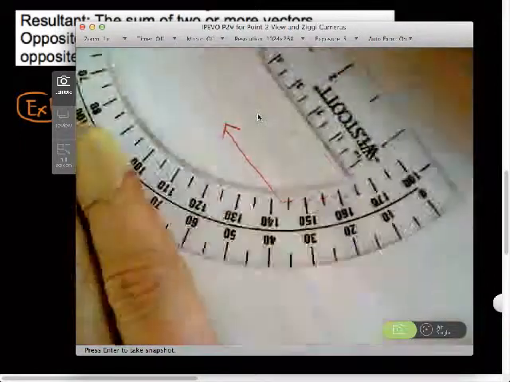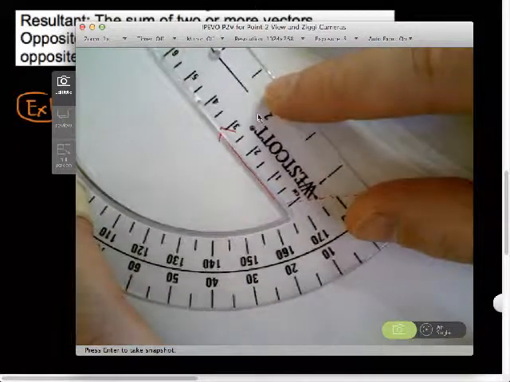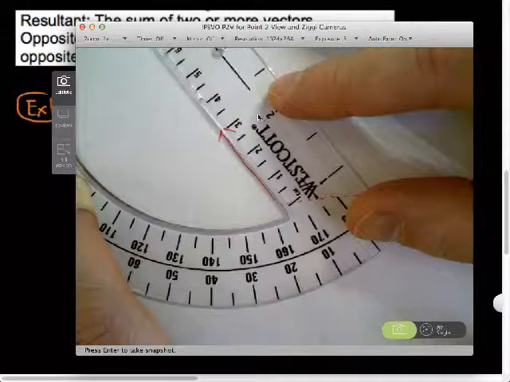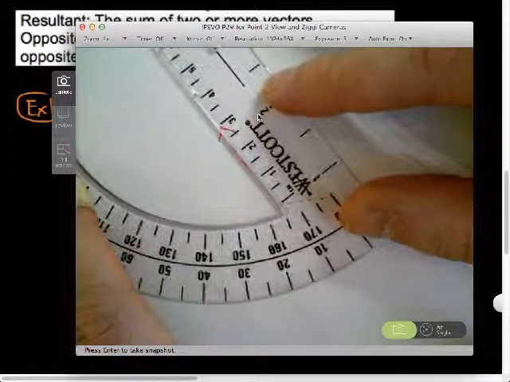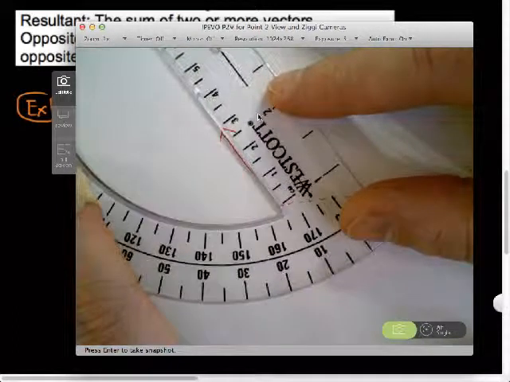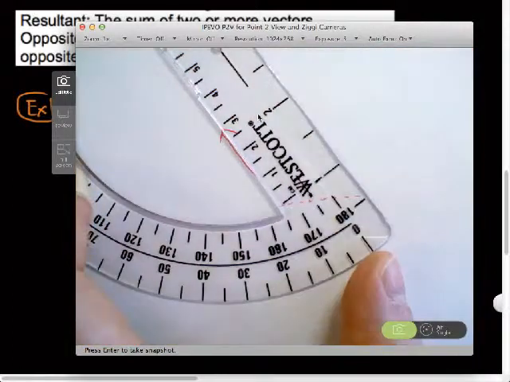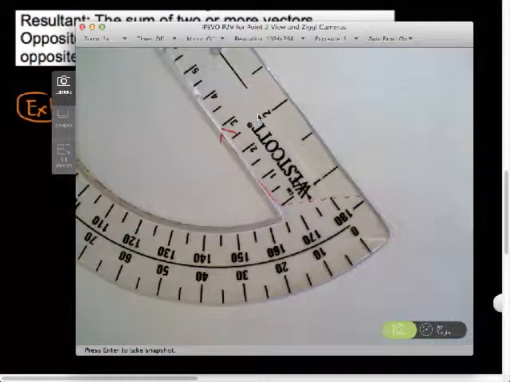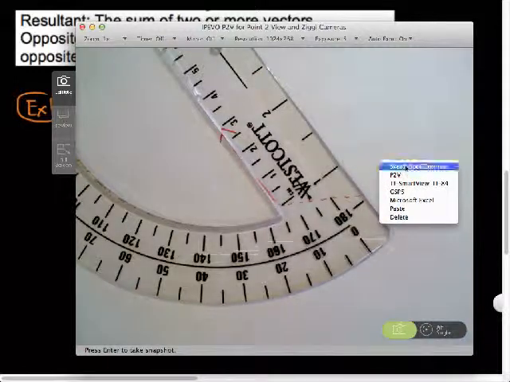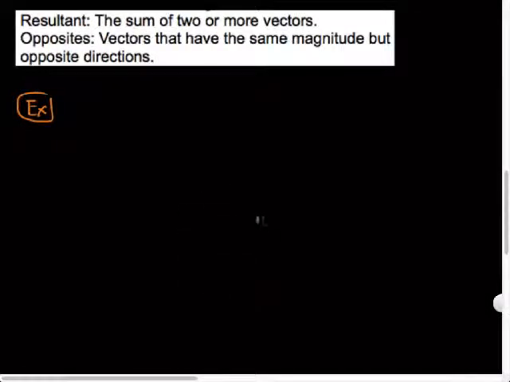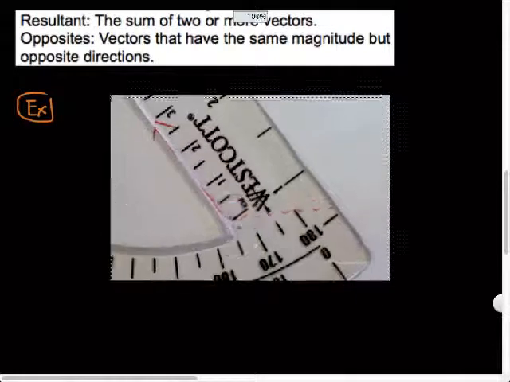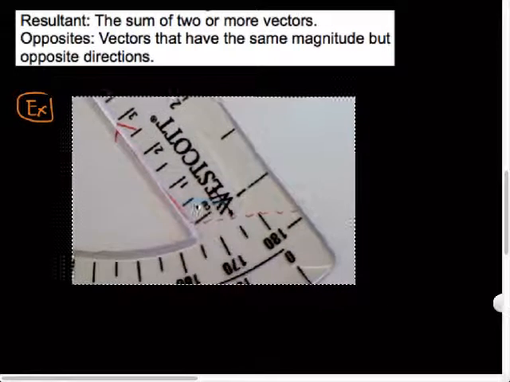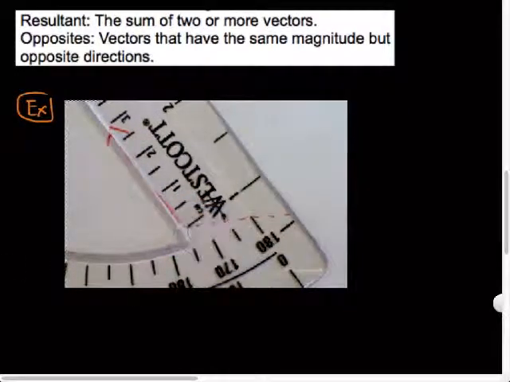I'll use centimeters here. So I'd start from the initial point. It looks like this is, I'll call that 3-ish centimeters, how about, right? So 3 centimeters. Let's see if I can even take a snapshot of this. Oh, I just changed the scale. Well, it doesn't matter. So we'll call this 3 centimeters.